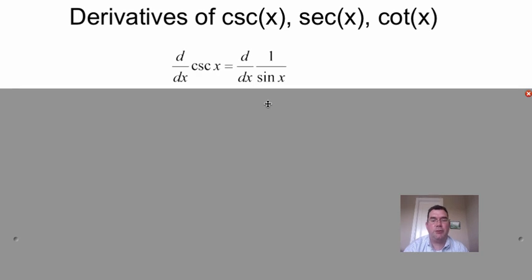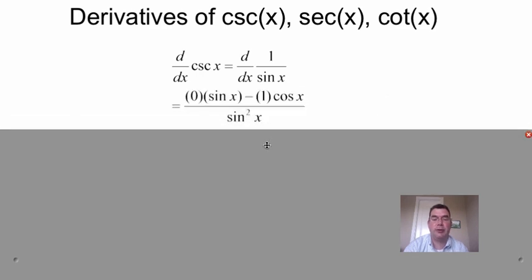Okay, first of all, we need to remember that cosecant is the same as 1 over sine x. So to find the derivative of cosecant, I really only need to use the quotient rule on the function 1 over sine x. I know the derivative of 1 and I know the derivative of sine x. So I should be able to do this.